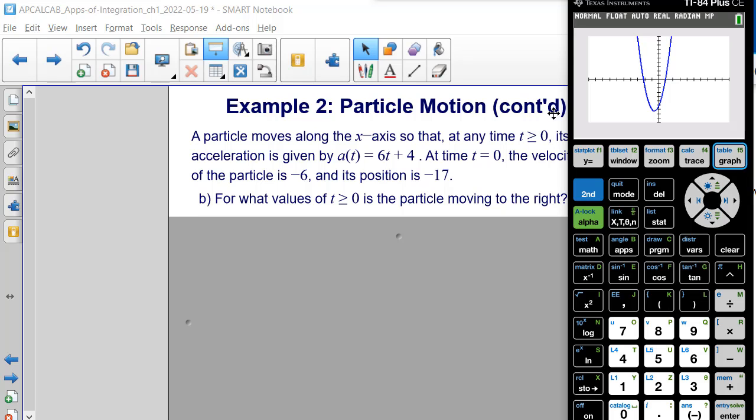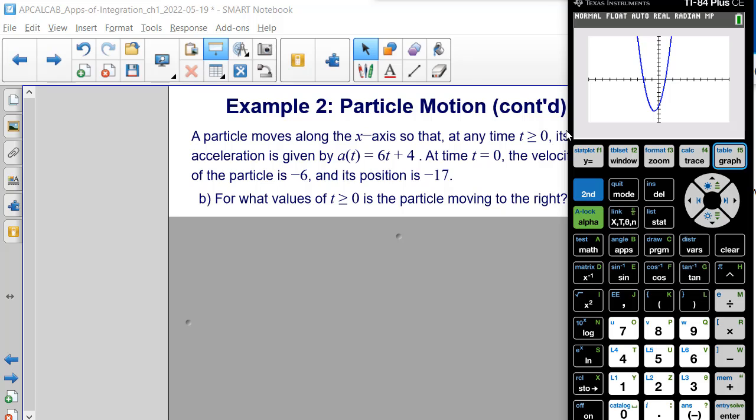However, our function is only valid for t values being greater than or equal to 0. So we're really taking this left half and ignoring it. And if we look at the right half, the velocity is negative at first, and then it becomes positive right about here. It's really close to 1 second.